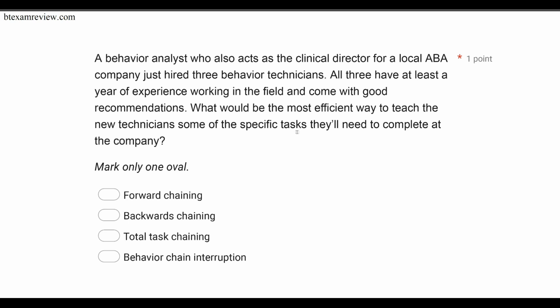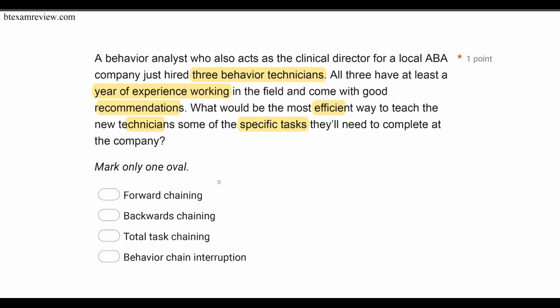complete at the company? So, we are going to teach technicians these new tasks, and we want to be efficient about it. What do we know so far? Well, we know they're already behavior technicians and have a year of experience and good recommendations. With the experience, with the recommendations, they seem to be somewhat competent. So we want to teach them these specific tasks so they can work at the company efficiently.